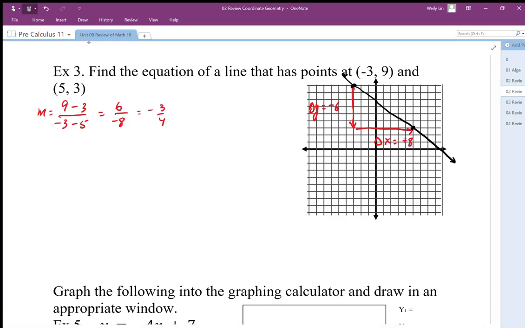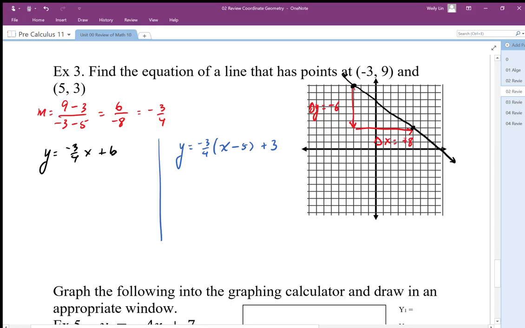And then once I have my slope, I can put it into the slope-intercept form and solve for b, or alternatively, which is what I prefer, I'm going to put it into the point slope form. And I'm going to use either point, so I'm going to use 5 and 3 as my coordinates, and I can just leave it like that. Here I would have to actually solve for my y-intercept, with slope -3 over 4. I have to plug in one of these points, so I'm going to plug in x is 5, y is 3, and then solve for my unknown b value.